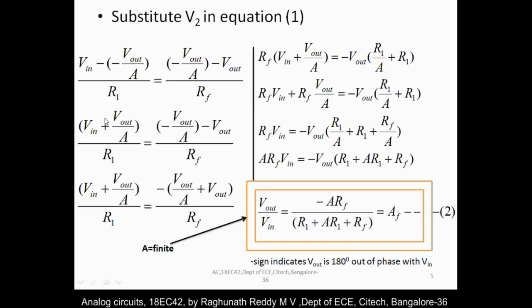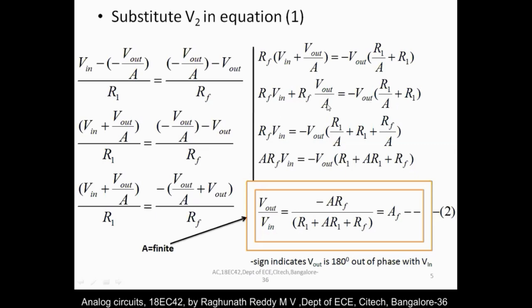Minus of minus, this will become plus. Then you can take the minus on the right hand side of this expression. Then RF will cross multiply on the left hand side, R1 into the right hand side, we get RF into Vin plus Vout by A, that is equal to minus Vout into R1 by A plus R1. Then multiply RF on the left hand side: RF into Vin plus RF Vout by A, that is equal to minus Vout R1 by A plus R1.